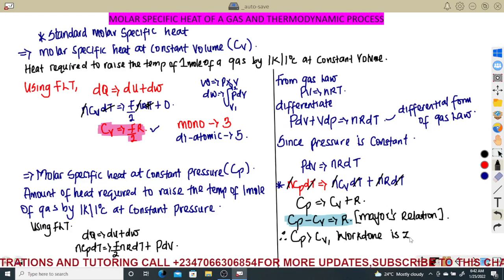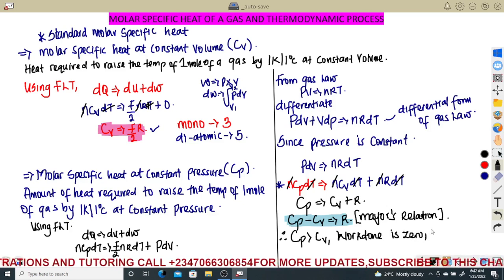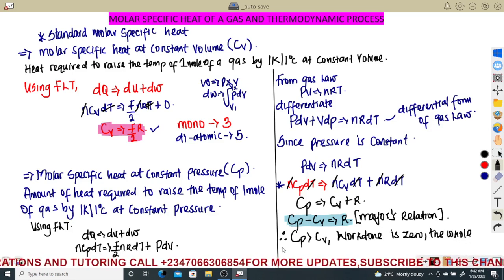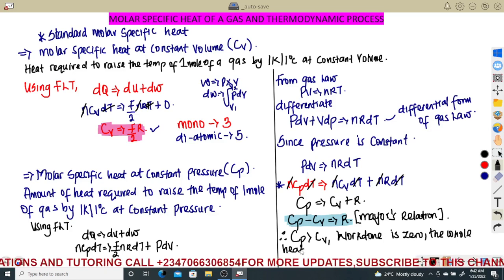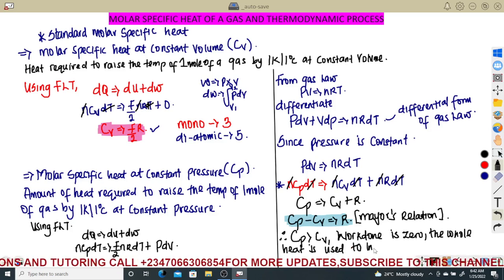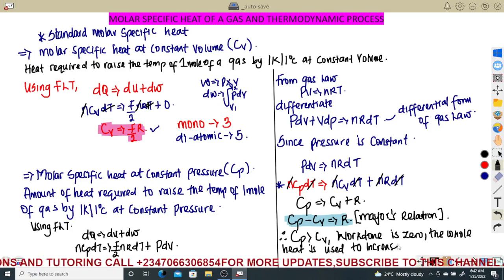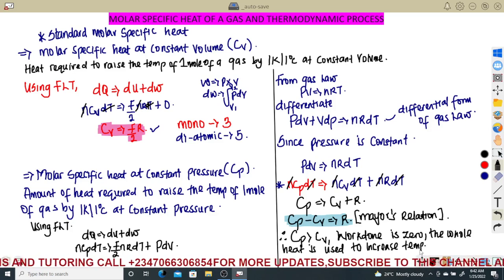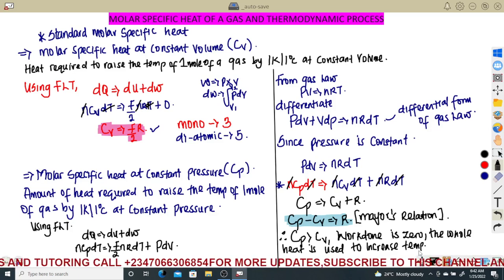When work done is 0, the whole heat is used to increase temperature. So you can keep that in mind. When the work done is PdV, and when the heat is changing, it is the integration of PdV, taking limits from V1 to V2.